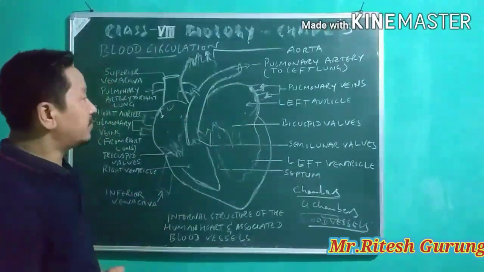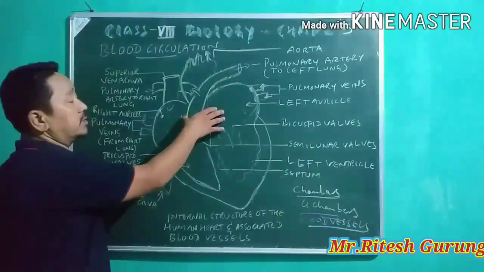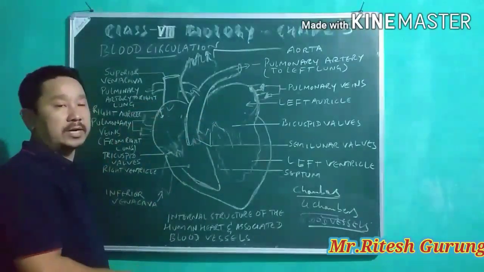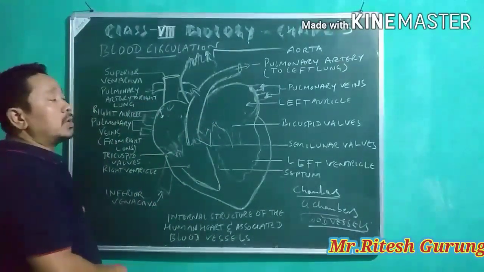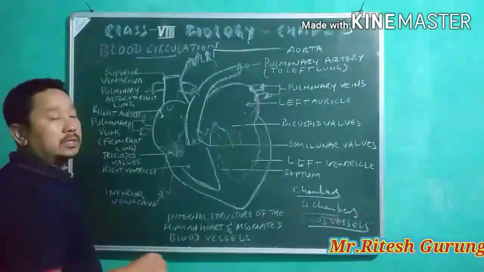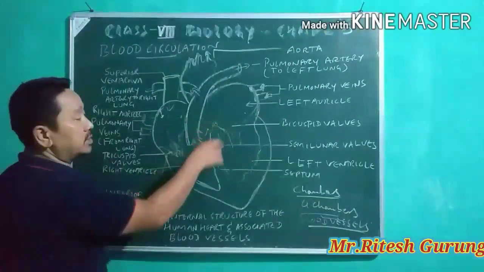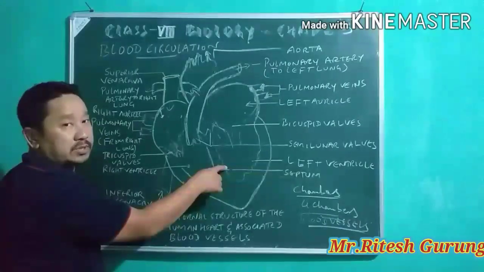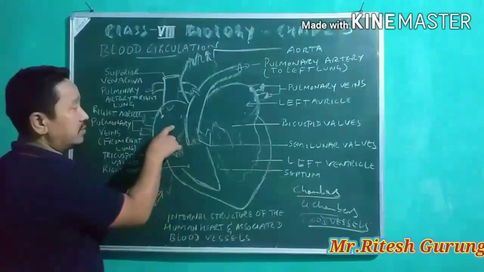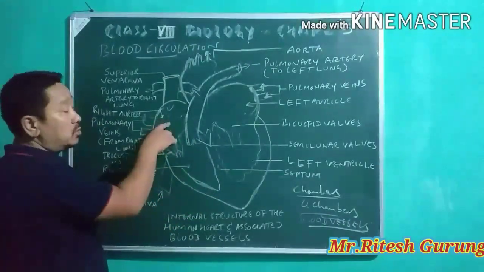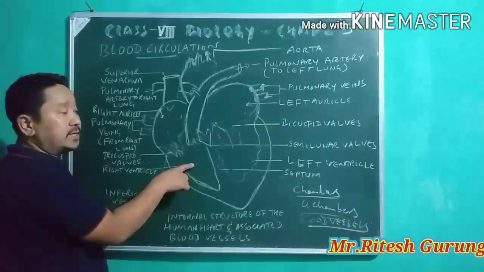All right, then what happens? This upper region will slightly contract, and then push down the respective blood into the respective chambers downward. See, from here the impure blood goes down to the right ventricle.